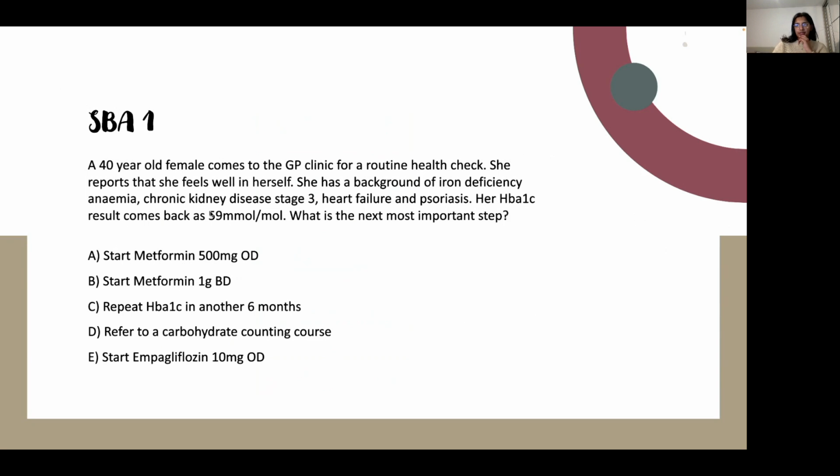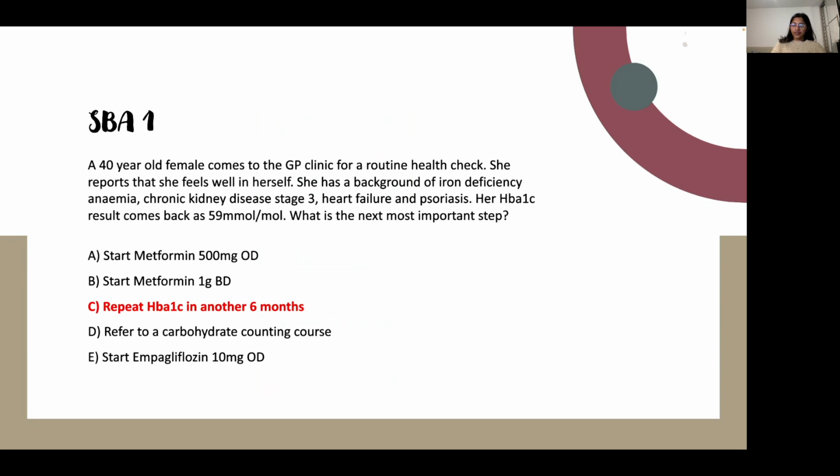Okay, let's go through it. The answer to this is to repeat the HbA1c in another 6 months. It's a big range of answers, and I think it can be quite confusing because there are lots of red herrings in the question. The reason that this is the answer is because this woman has come in and she feels completely well in herself. She doesn't have any symptoms of diabetes.